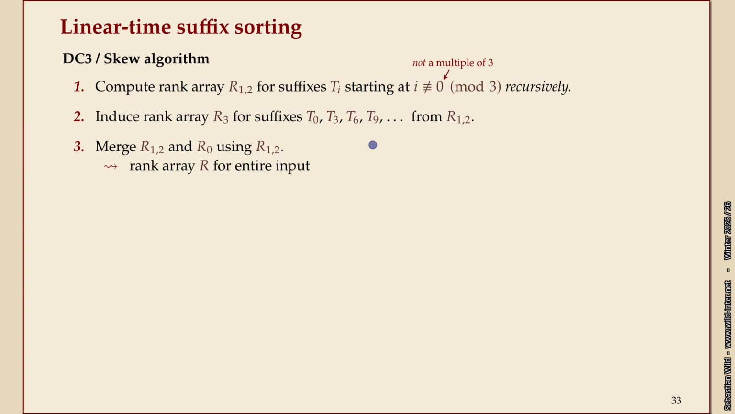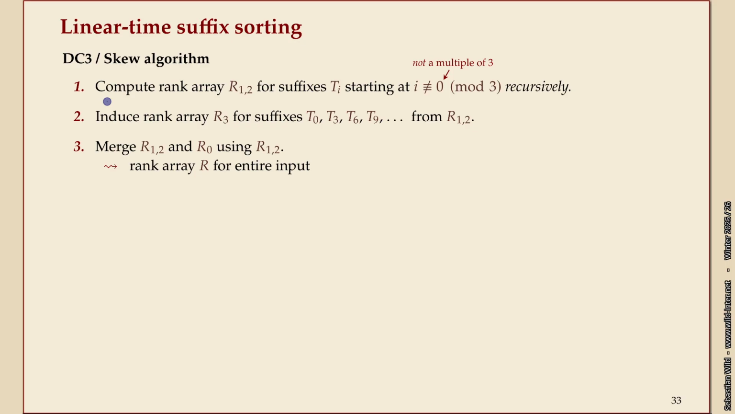Now there are several algorithms. I'm presenting just one. It's called DC3, or the skew algorithm. DC stands for difference cover, and the 3 means there's other alternatives. You can forget about that. I just wanted to mention why there's this weird name.